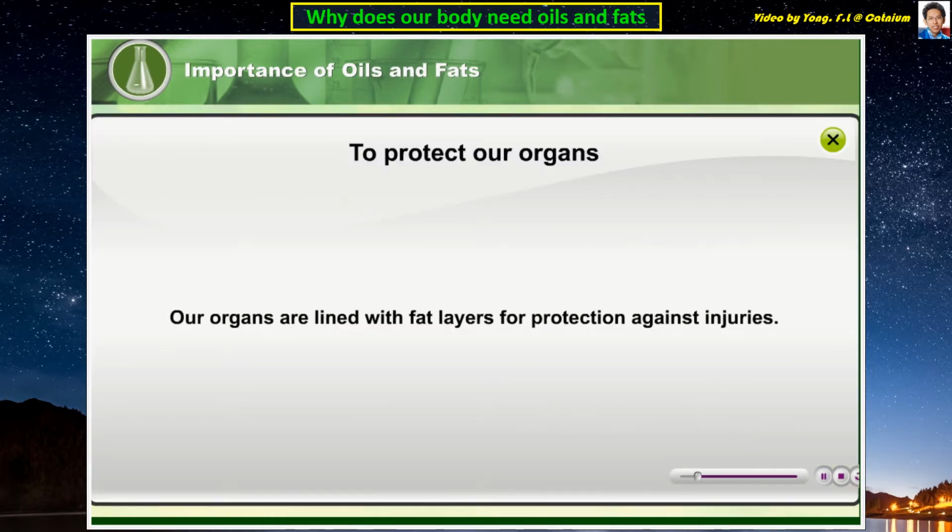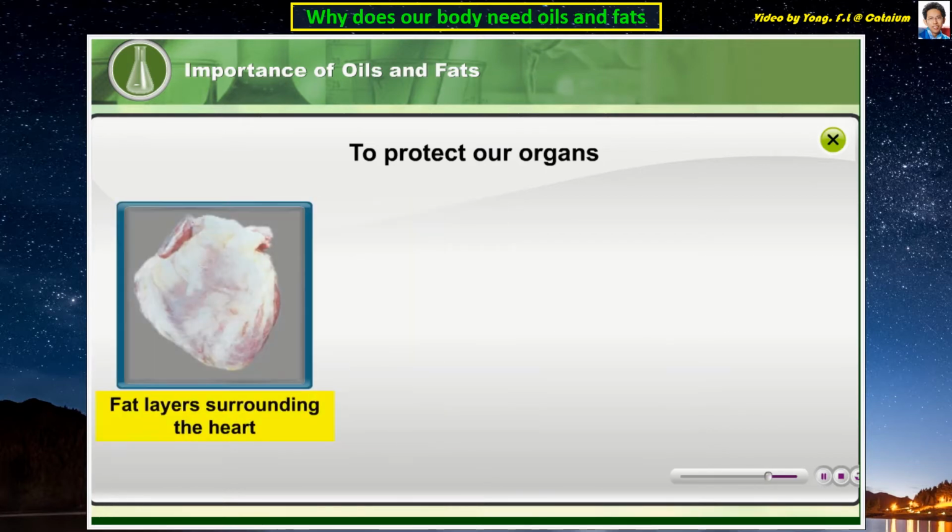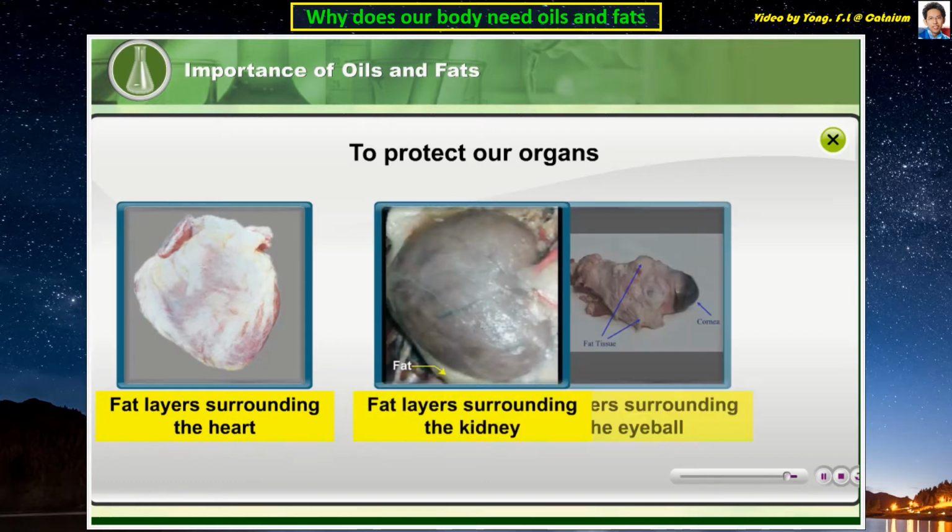Our organs are lined with fat layers for protection against injuries. For instance, the fat layers can be found surrounding the heart, kidney, and the eyeballs.